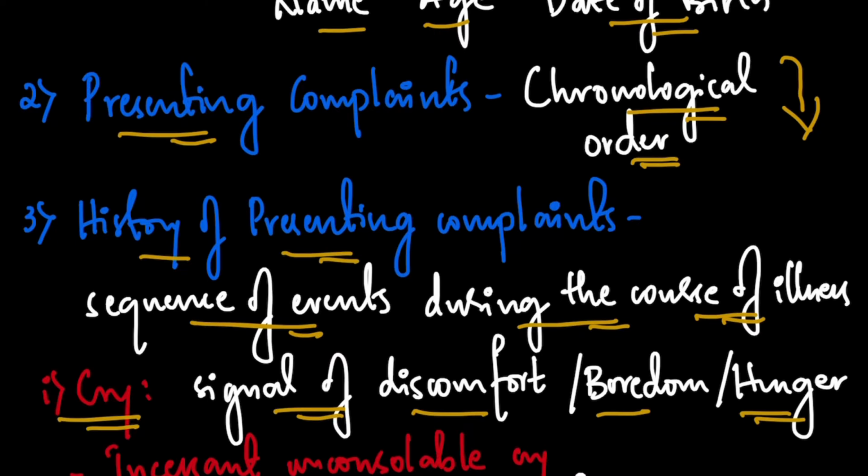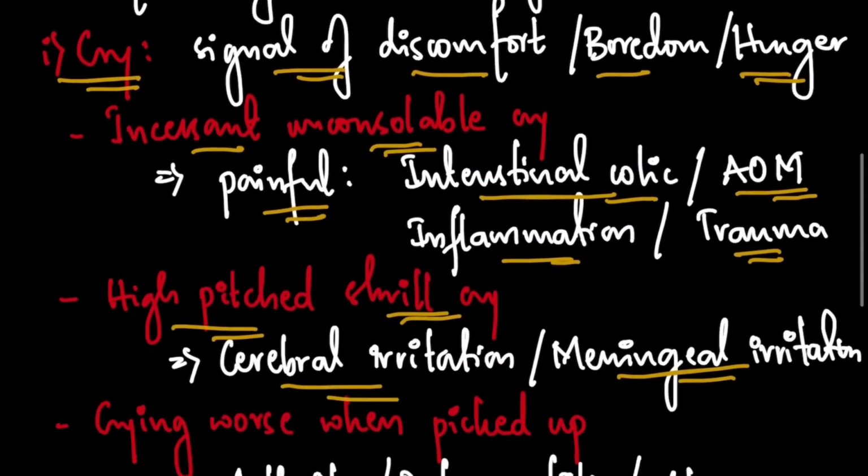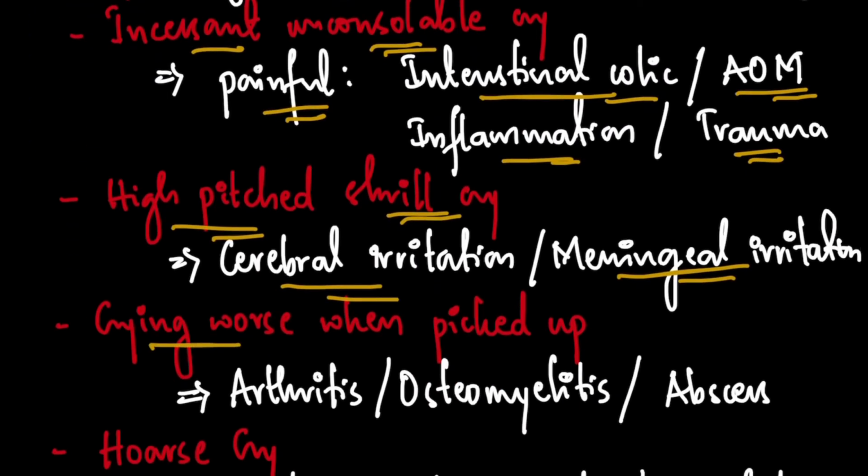And what are the painful conditions? It might be an intestinal colic, it might be acute otitis media, it might be due to inflammation or trauma as well. Then next, going over the high pitched shrill cry, and this type of cry is because of cerebral irritation or meningeal irritation. The next is, if the crying is worse when you pick up the child, that might be because of arthritis, osteomyelitis or abscess anywhere in the body. And if the cry is hoarse, it might be because of cretinism, laryngitis as well as bronchitis. So this is about the cry.